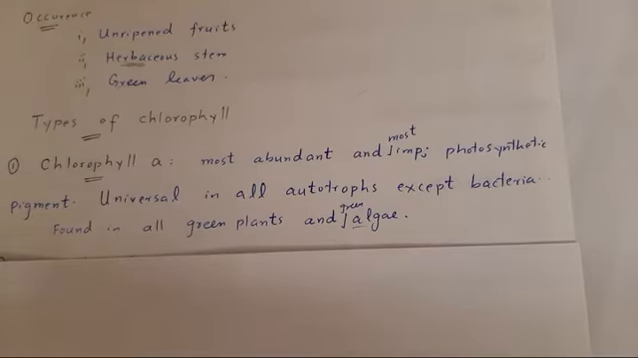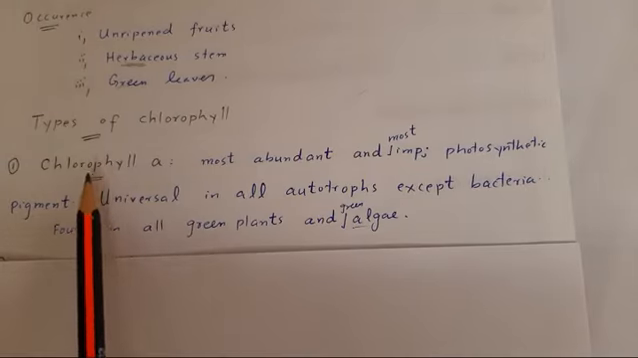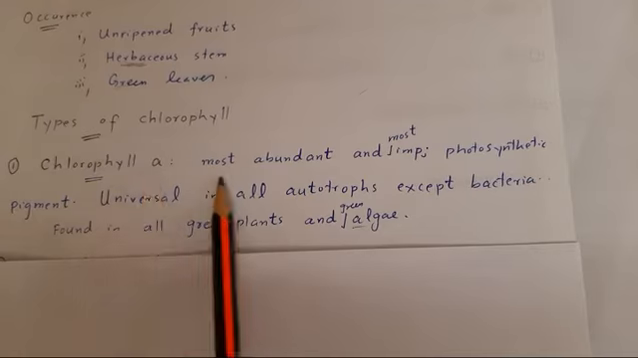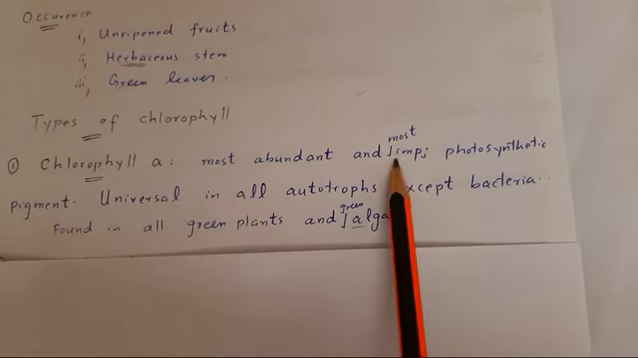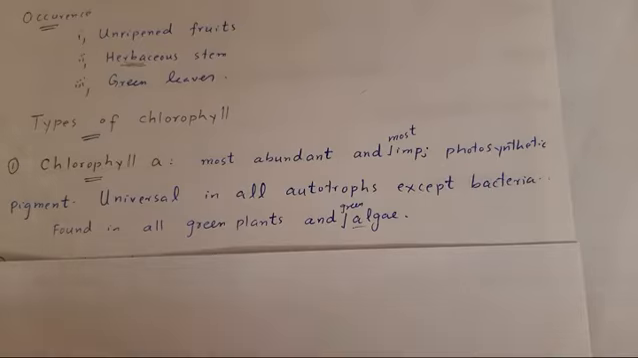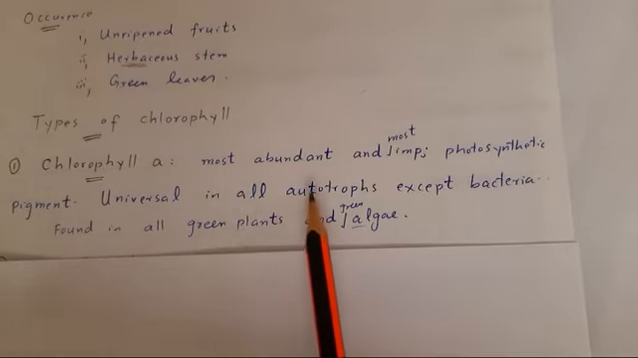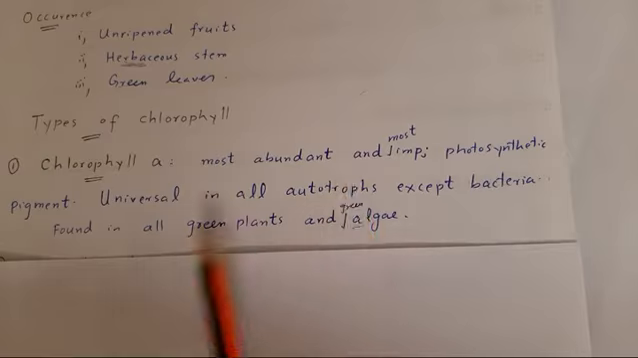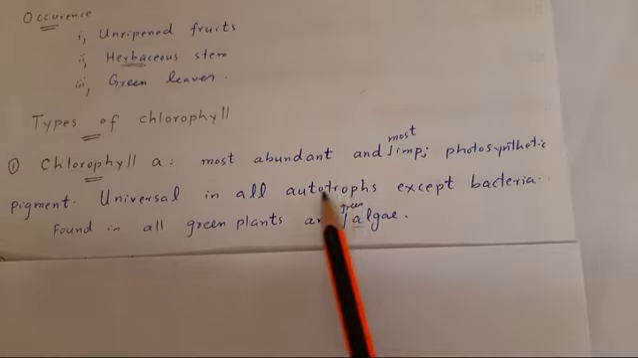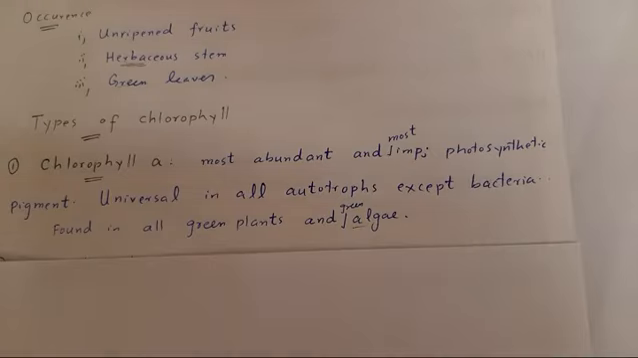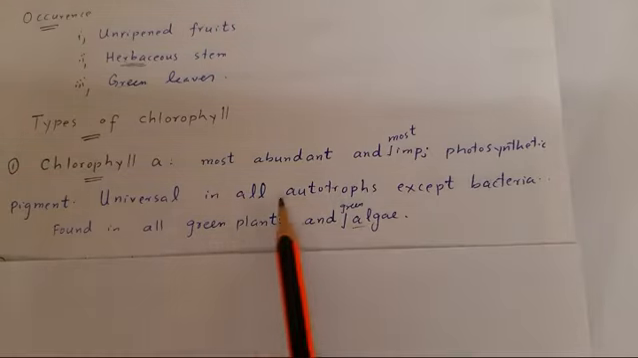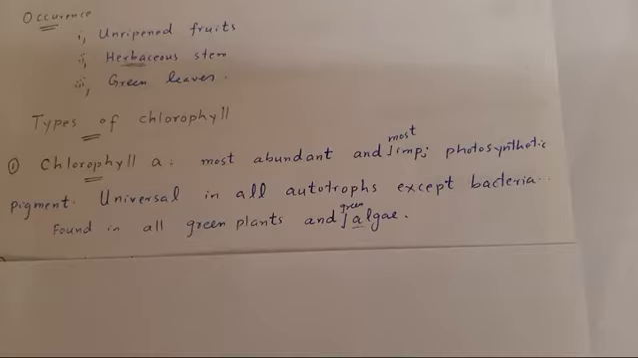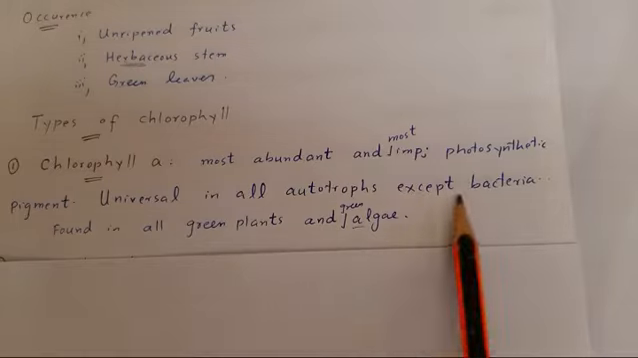Now coming to types of chlorophyll, there are various types. The first one is chlorophyll A. Chlorophyll A is the most abundant and most important photosynthetic pigment. It is universal in all autotrophs, which means it is present in all photosynthesizing plants except bacteria, found in all green plants and green algae.